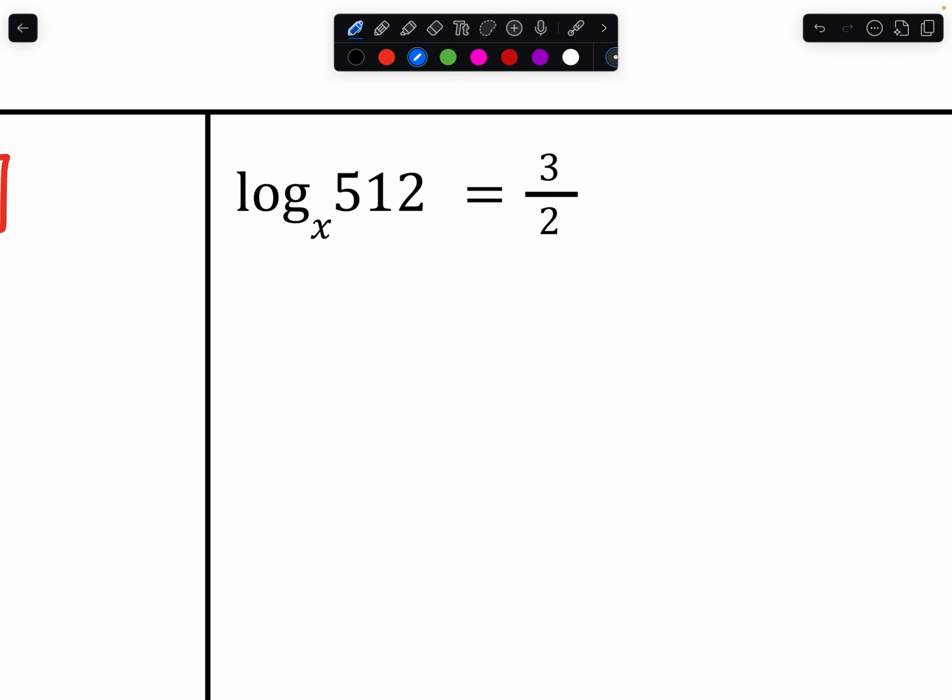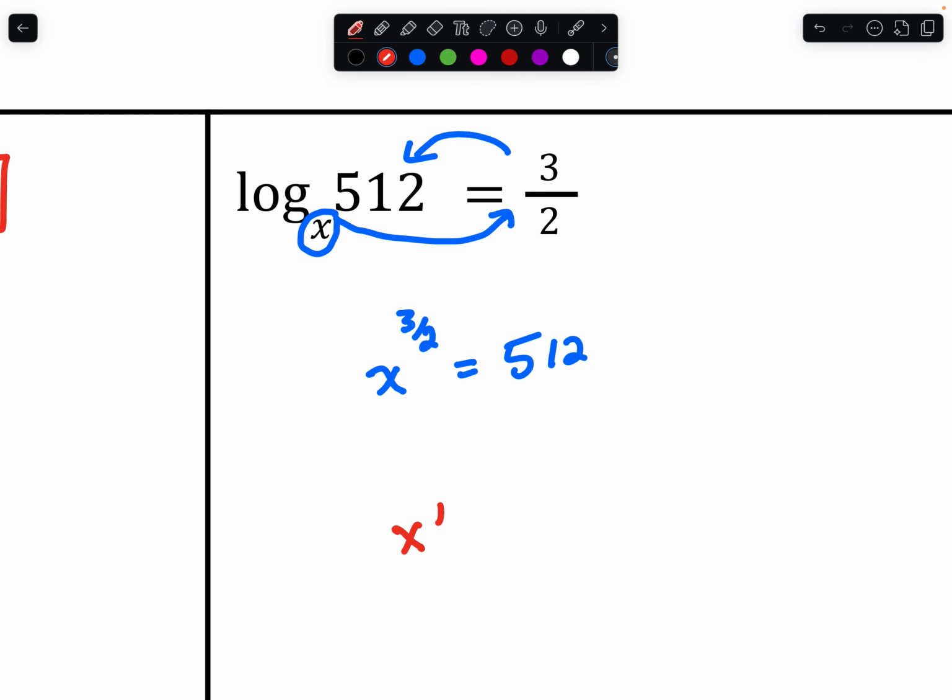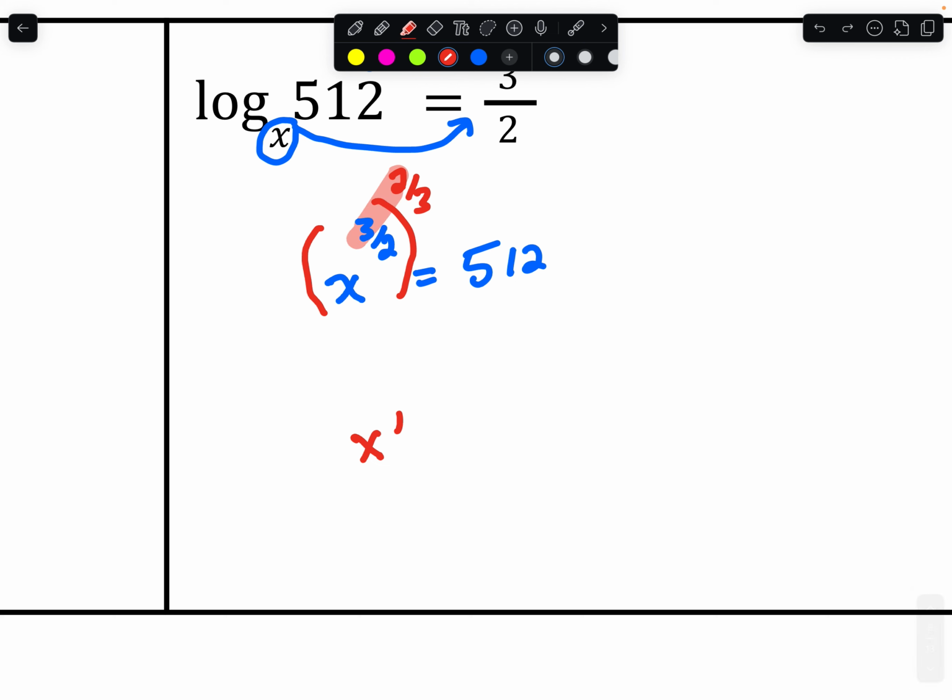And then the last example right here is a little bit of a confusing example. We've got a fraction now, but follow your rules. So x raised to the 3 halves is 512. Now if we jump to our calculator, I just want to make sure we understand what we're doing. Remember, if I want to get x to the first power, I raise this to the 2/3. What's happening here is 2 times 3 is 6, 3 times 2 is 6, and 6 over 6 is 1.